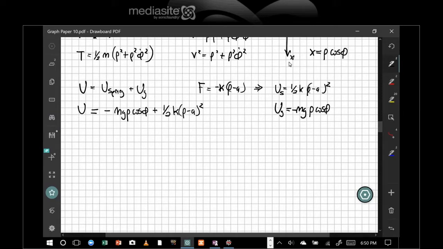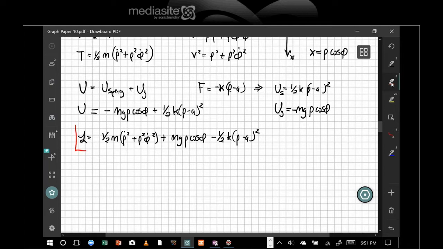Okay, so that is the kinetic and potential energy. We write down the Lagrangian. The Lagrangian is 1/2 m (rho dot squared plus rho squared phi dot squared), forgot the dots, minus U, but minus U is going to be equal to plus mg rho cosine phi minus 1/2 k (rho minus a) quantity squared. All right, that's my Lagrangian.